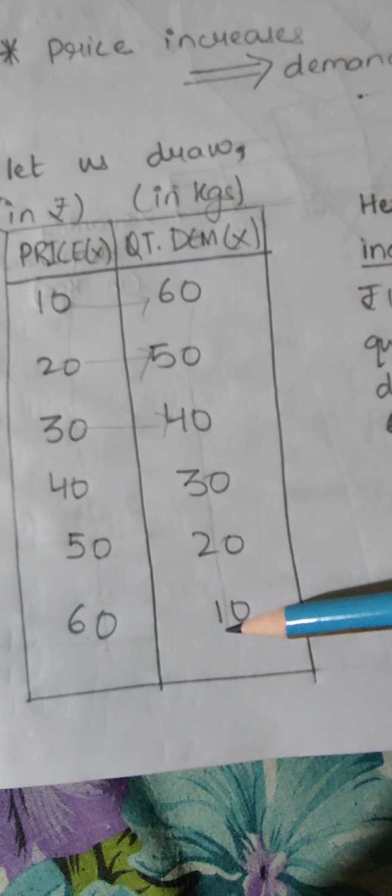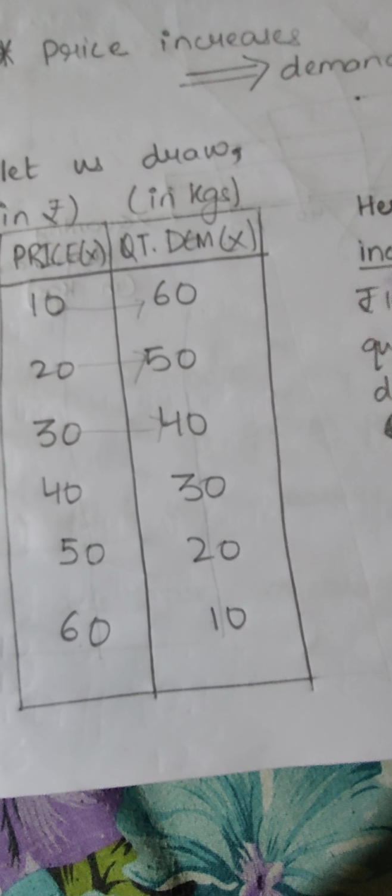So when price is increasing, quantity demanded is decreasing. Here, as price increases from 10 to 20 to 30 to 40 to 50 to 60, the quantity demanded decreases from 60 to 50 and so on down to 10.